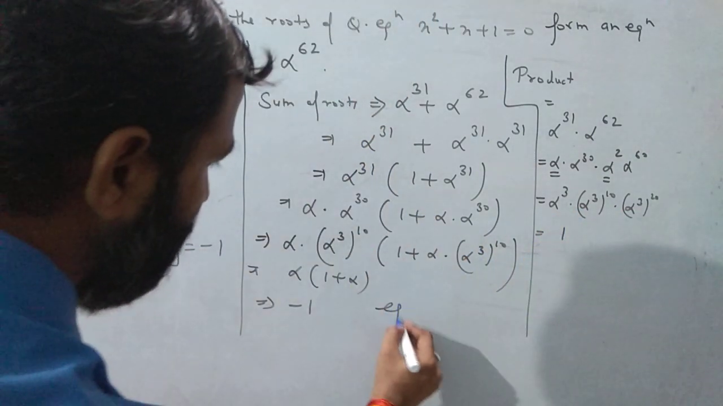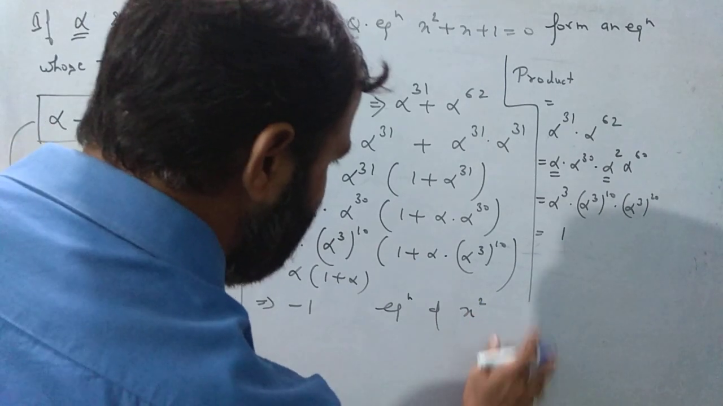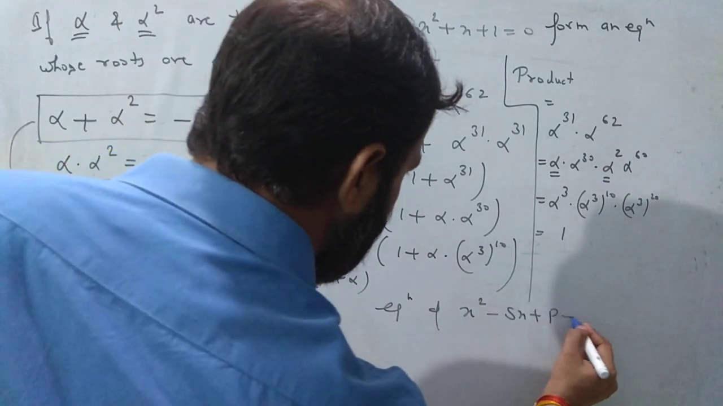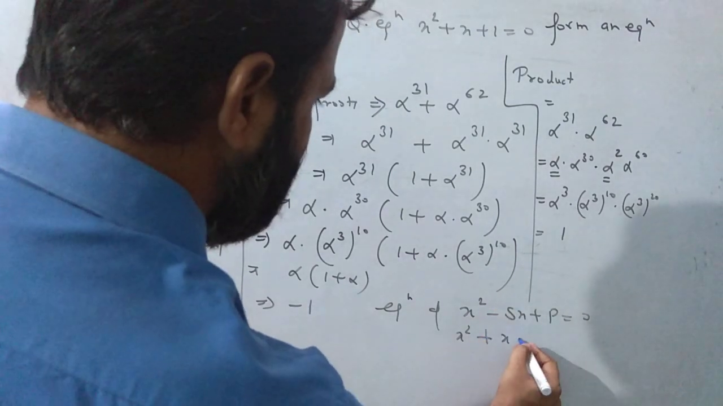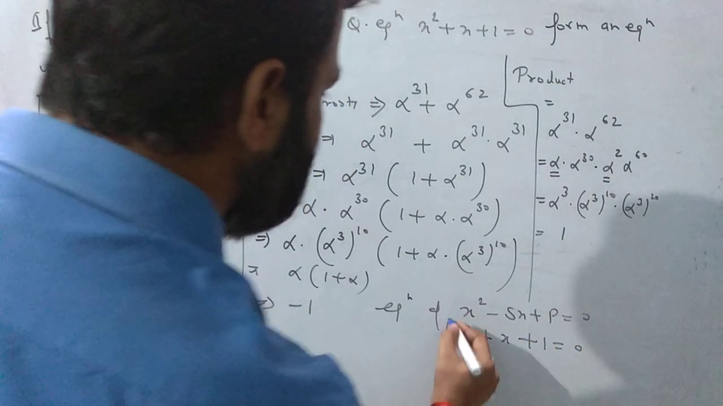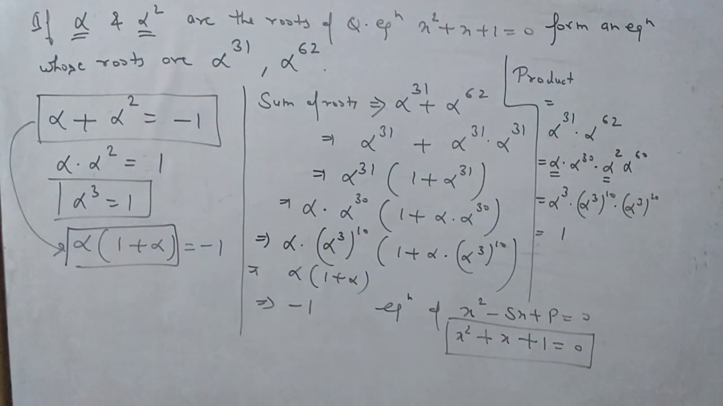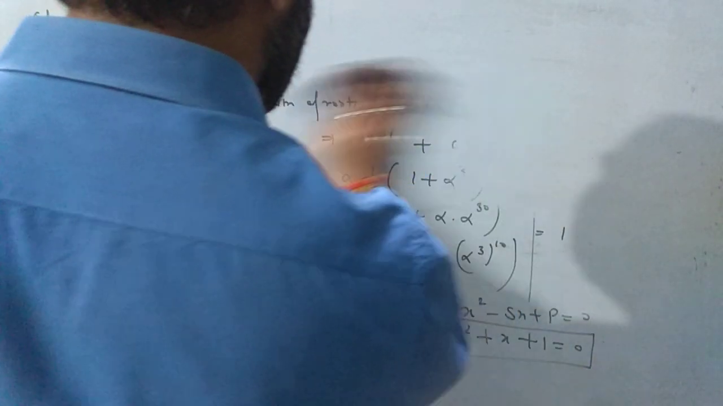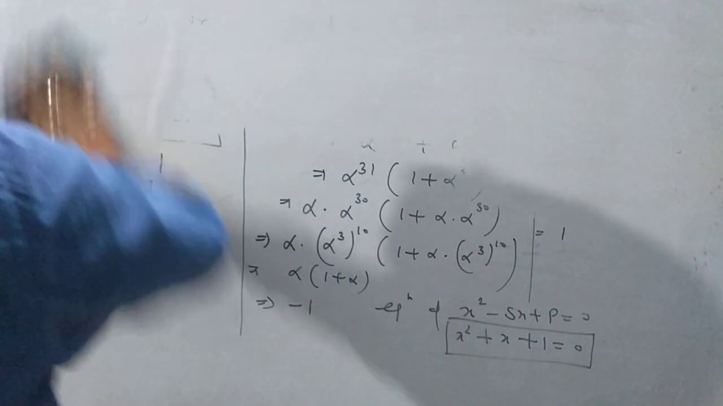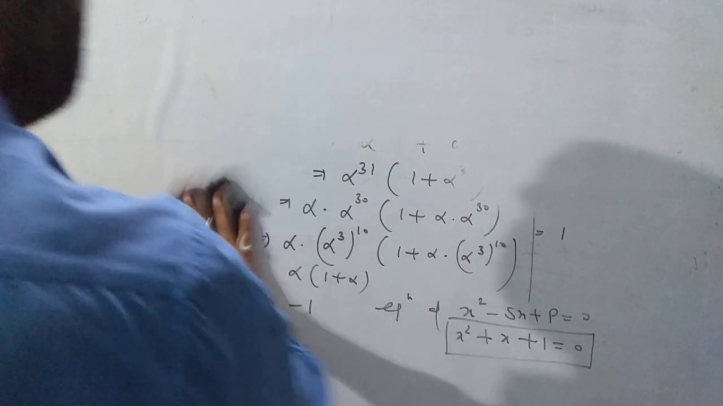So now the equation is x square minus sx plus p is equal to 0. X square, the value of the sum is -1, so plus x, and the product is +1, is equal to 0. The same equation is coming, but the process is in this way. So this is a good question. Let us take one more question on the same concept to form an equation, whenever an equation is given and we are finding another equation.